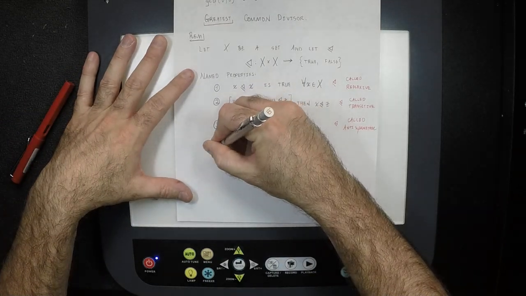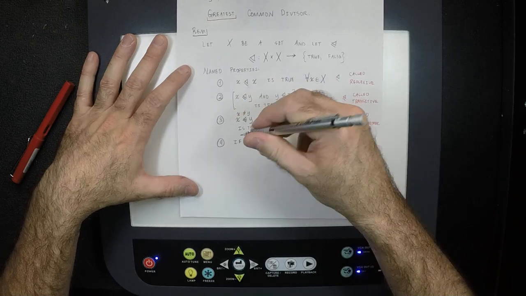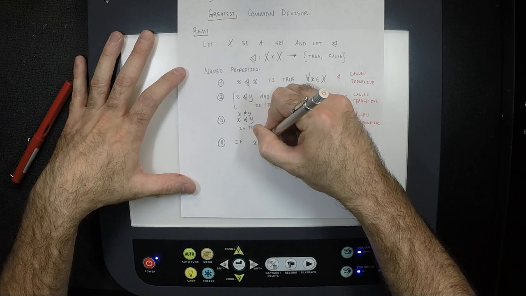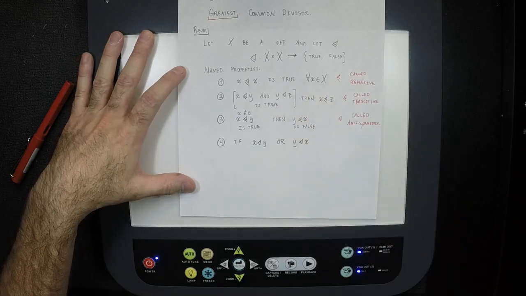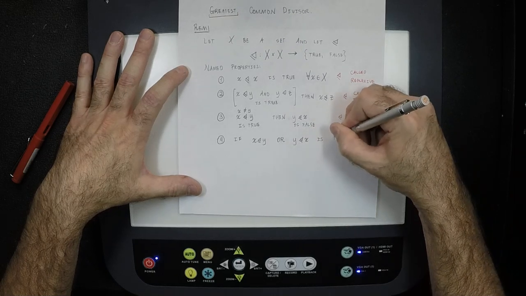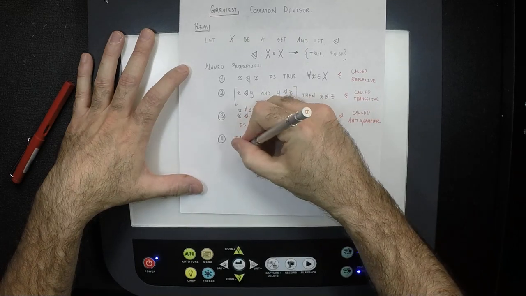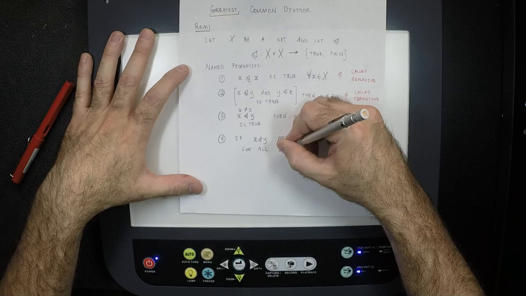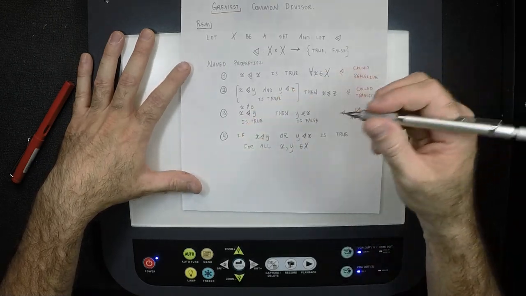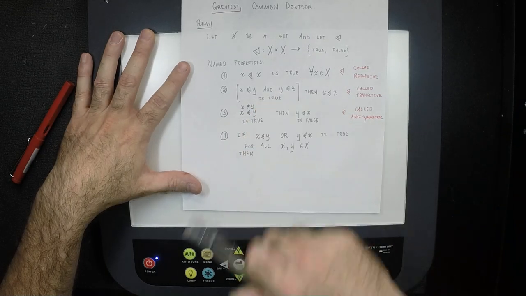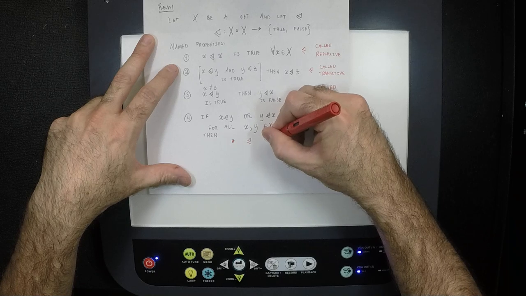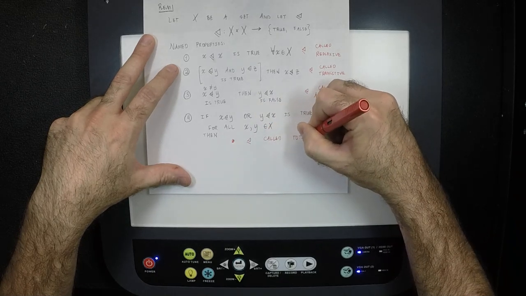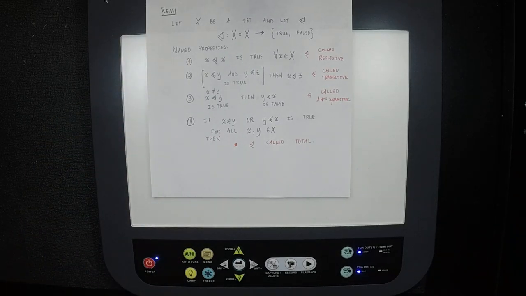Okay, and four. If x less or equal to y, or y is less or equal to x, but with fancy less or equal, is true for all x and y in the set, then this has a name also. This is called total. Okay, so we have four properties: reflexivity, transitivity, antisymmetry, and totality. So four properties.